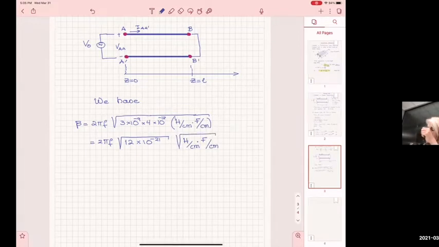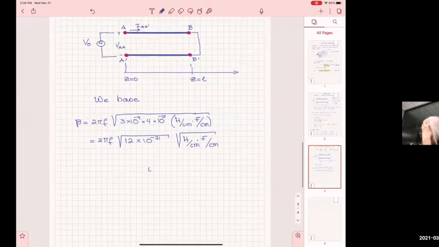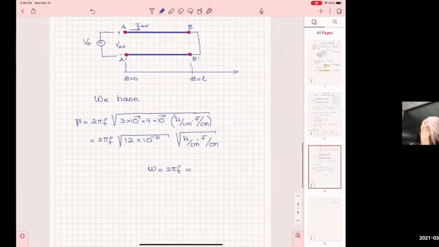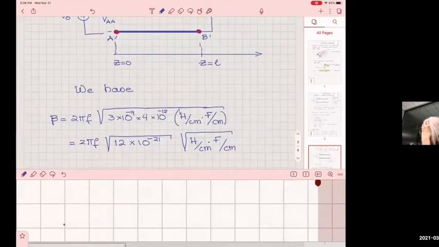All right. So how much is this? Do you remember that from circuits, we had that the resonant frequency omega is 2 pi f, which is radians per second, and this one was 1 over square root of LC? You remember that?